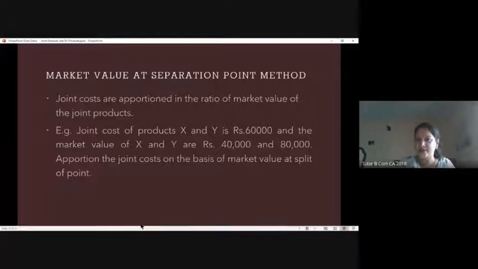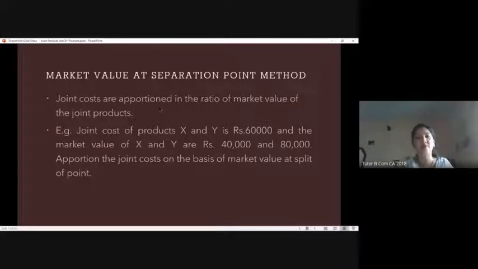I repeat, here the joint costs are apportioned in the ratio of market value of joint products at the point of separation. Say when you are on the verge of the finishing point, you might separate your milk. Suppose we are talking about dairy products, we might separate milk, butter, cheese, all these separately. So all these have their own market value, right? The value of milk is different from that of butter or cheese or yogurt. So that is what we consider in this method.